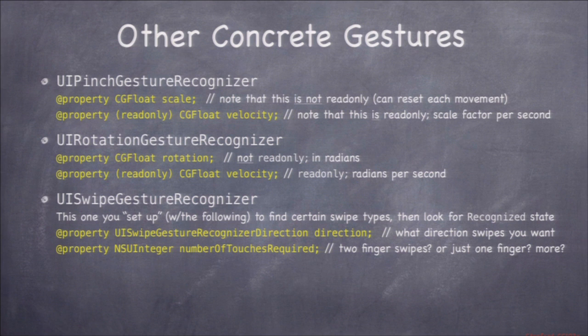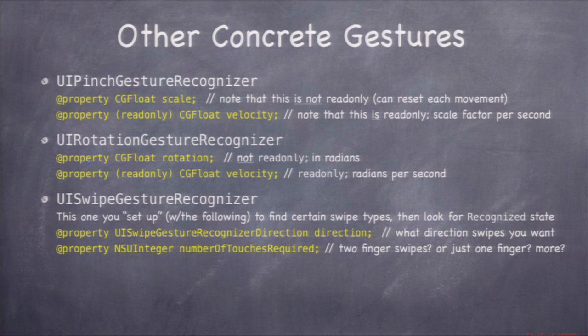And the direction is left to right, right to left, top to bottom, or bottom to top. Okay? So you create it, and then if a swipe happens that meets all that, you'll get your handler called once with recognized as the state. Does that make sense? So a swipe is something you don't track.